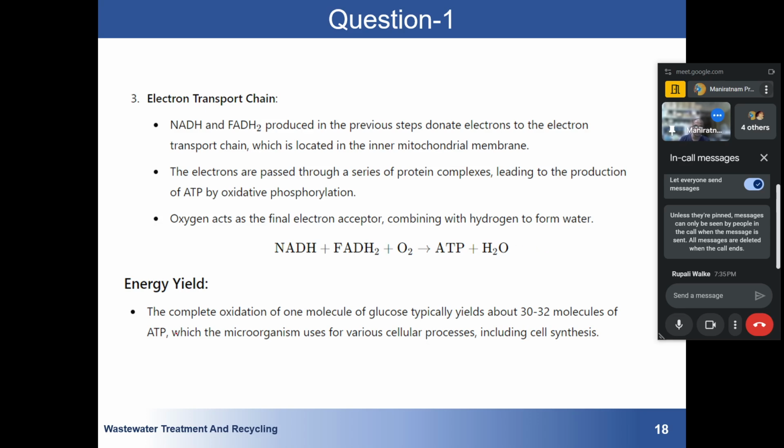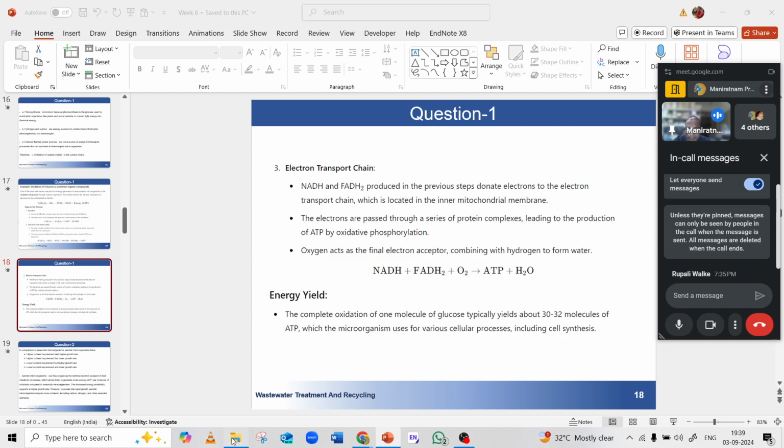So the complete oxidation of one glucose molecule typically yields about 30 to 32 molecules of ATP, which the organism uses for various molecular processes, including synthesis. Just for your own knowledge, you can always check what the Krebs cycle is.